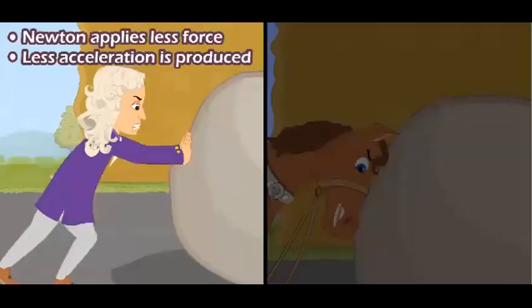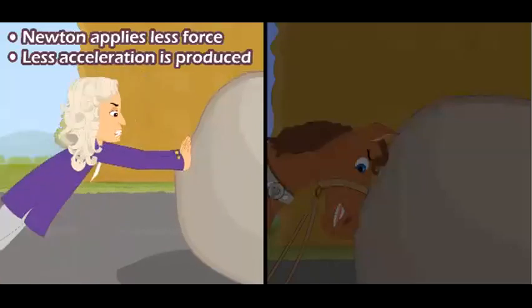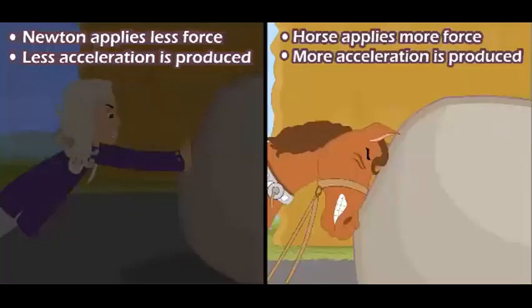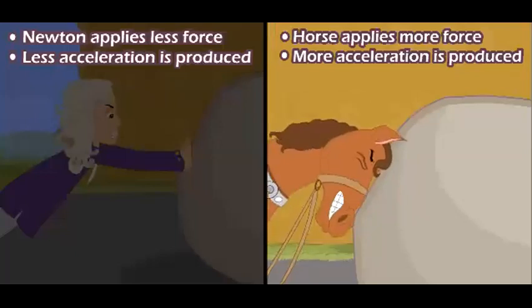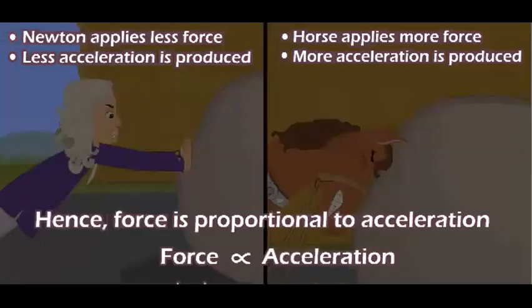Newton applies less force, so less acceleration is produced. The horse applies more force, so more acceleration is produced. So F is directly proportional to a, acceleration. Okay, we have derived one part of it.